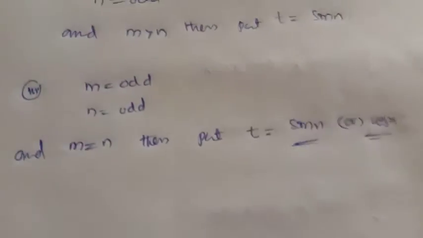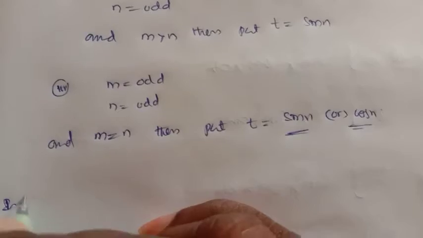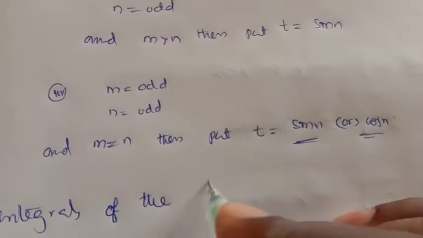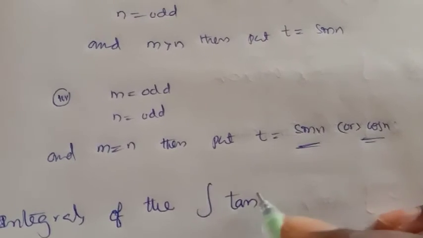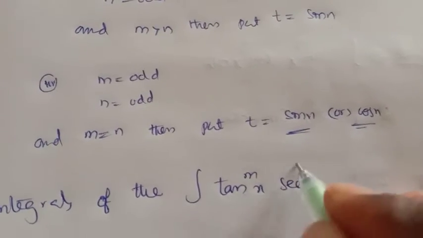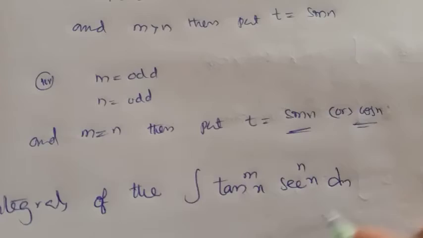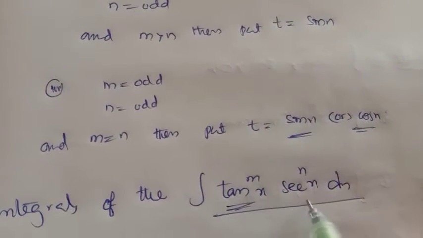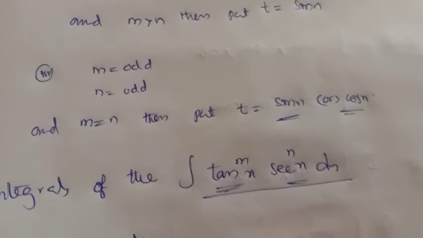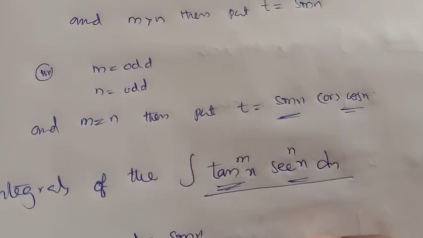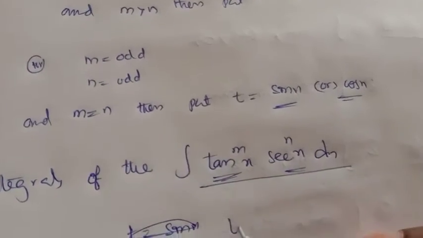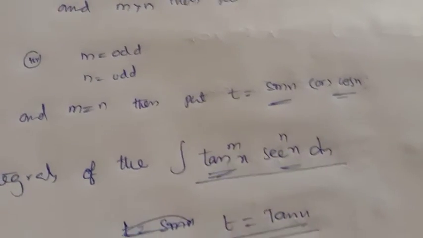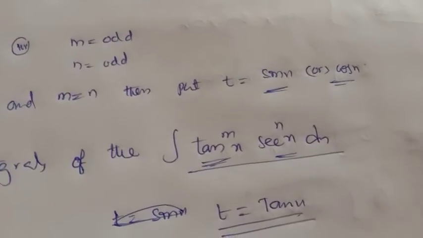And apart from this, there is another model here, integrals of the form tan power m x into sec power n x dx. Here the derivative of tan x equals sec square x, so always put t equal to tan x.